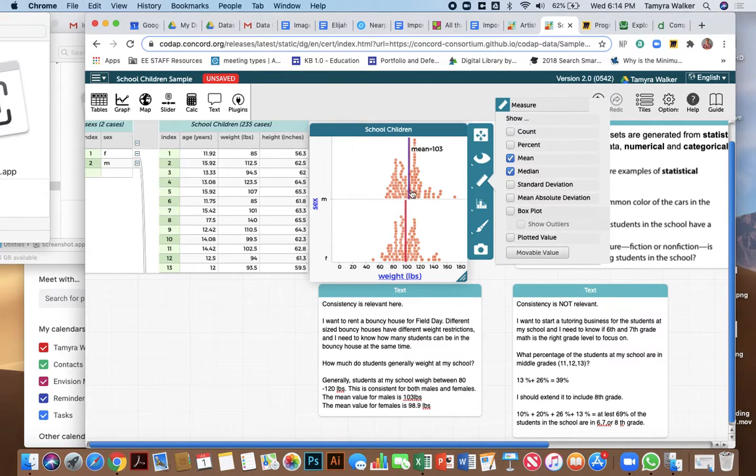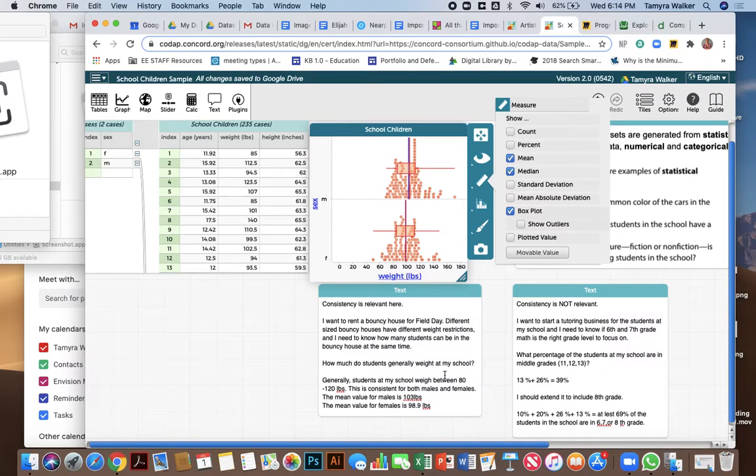Median gives me about the same values. If I look at my box plot here, it shows me that, yep, these data sets are pretty consistent with one another. They're in the same place on the number line. They're generally the same size. So I've got some really consistent data sets. So these numbers should be good to go.